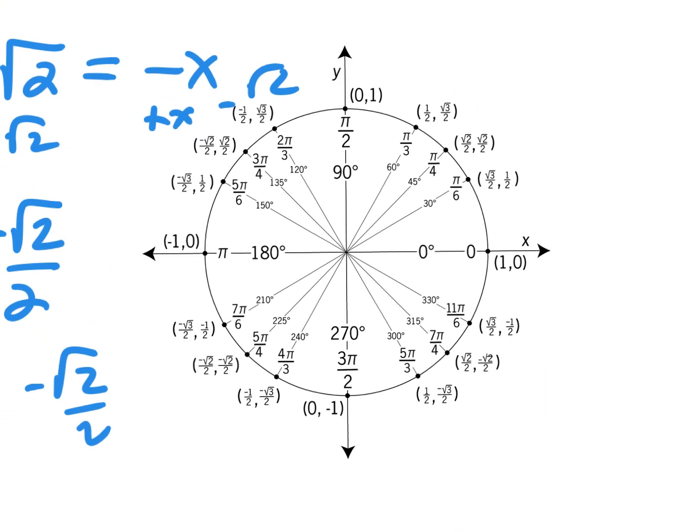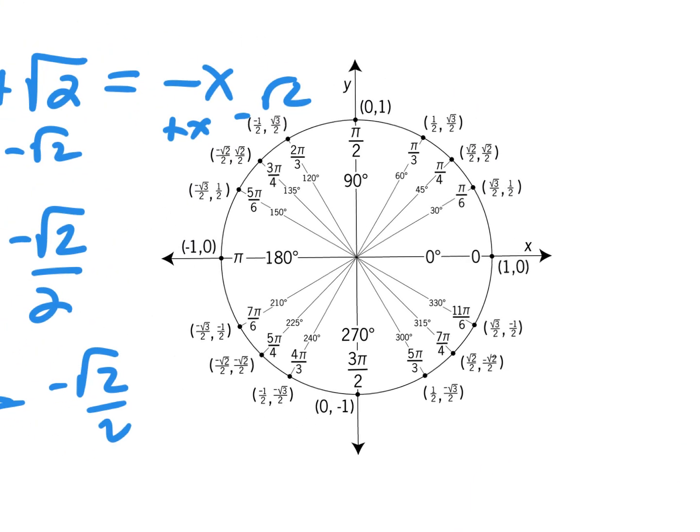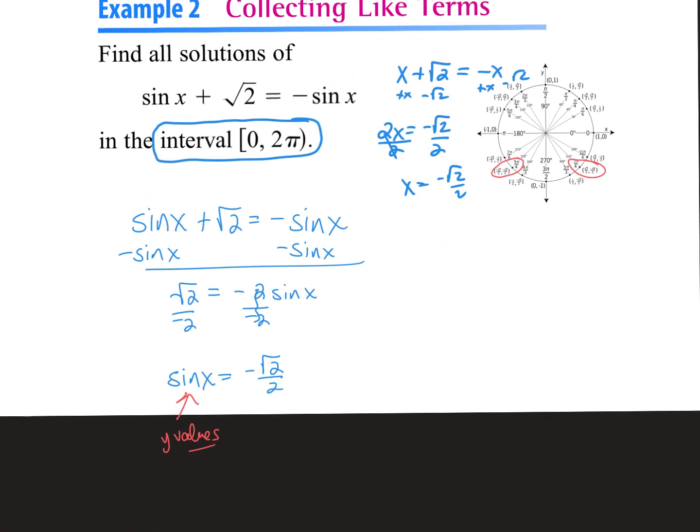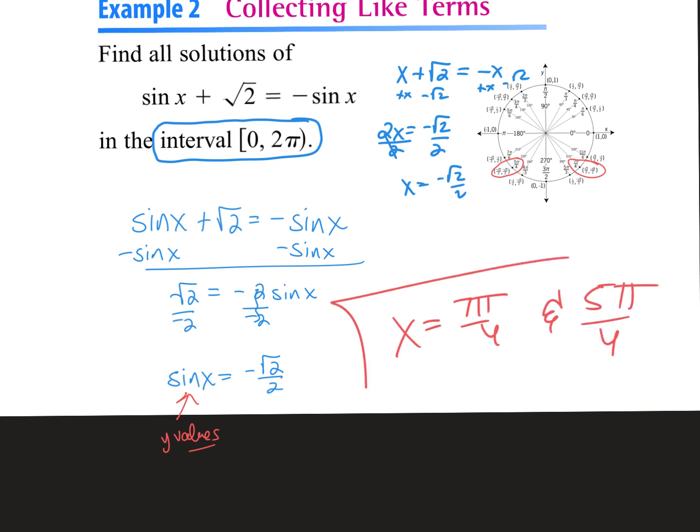So go over here. Where is my y value? Negative square root of 2 over 2. 5 pi over 4 and 7 pi over 4. Perfect. So we're going to say x equals 7 pi over 4 and 5 pi over 4. That's it. Questions?